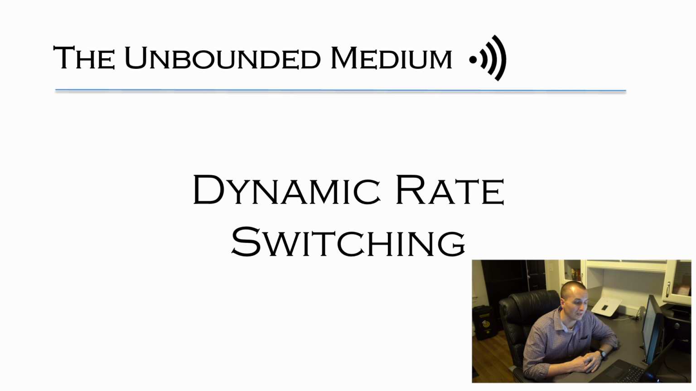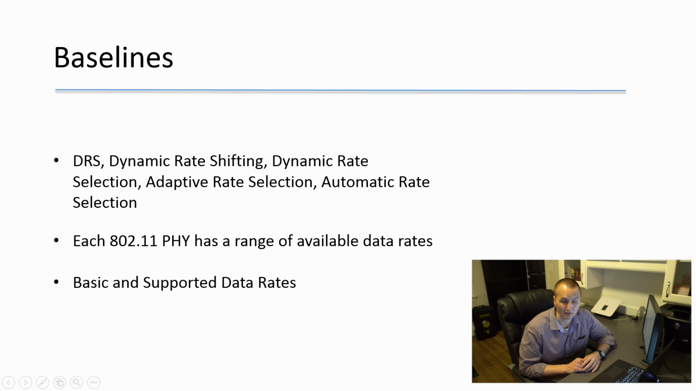Today's topic is going to be dynamic rate switching. Within the industry, there are a number of names that are used interchangeably for dynamic rate switching. Some people simply abbreviate it as DRS, whereas others will use dynamic rate shifting instead of switching. You also see dynamic rate selection, adaptive rate selection, and automatic rate selection. For our purposes, we're going to stick with dynamic rate switching.